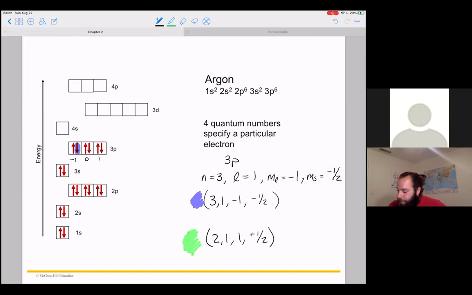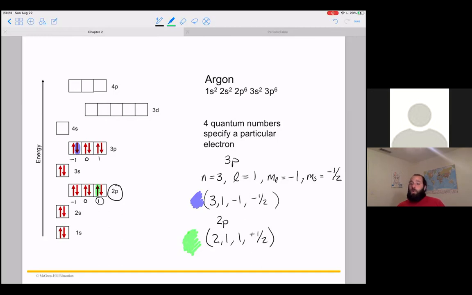All right, so right off the bat, n equals 2, L equals 1. This would correspond to a 2p orbital. So I'm somewhere in here. m sub L equals 1. Well, again, if I'm going to label my box as -1, 0, and 1, now I know I'm talking about this last box here. And then +1/2 means I'm specifically referring to this spin up electron.